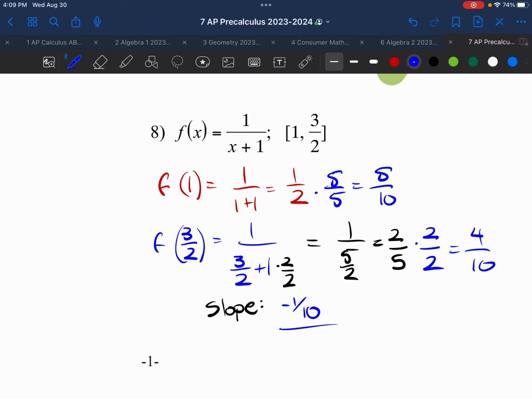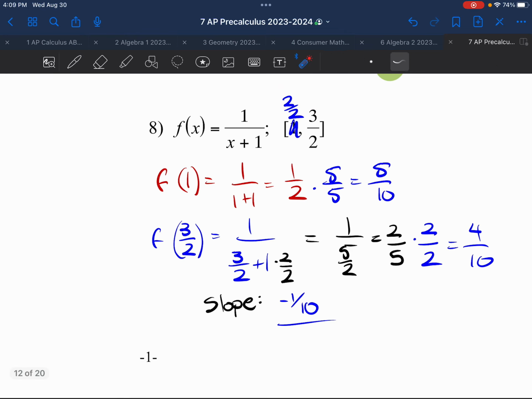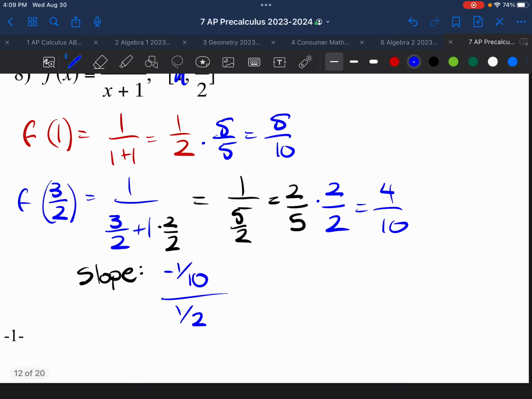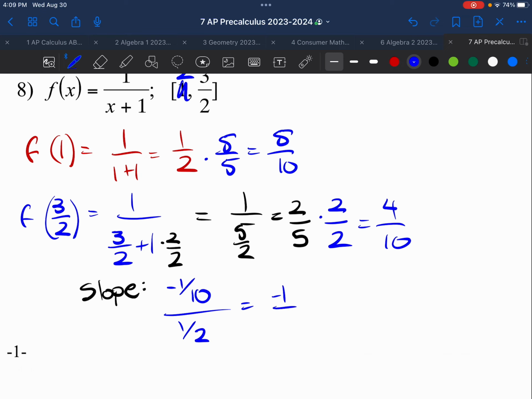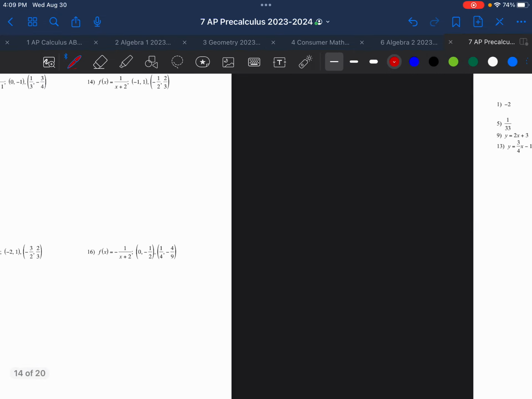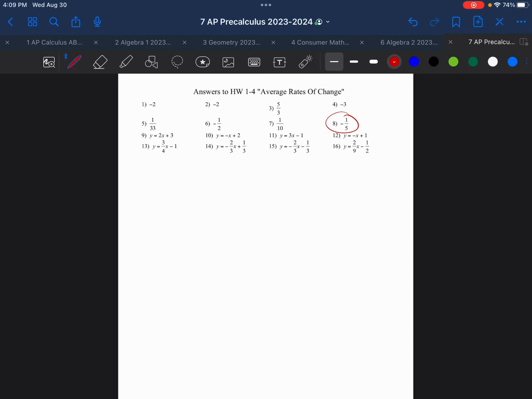And then to the right, how much? I went from 1 to 3/2, which really is 2 over 2 to 3/2. I went up 1/2 to get from 2 to 3. So I went up 1/2, which is a positive 1/2. All right, this is going to be keep it, change it, flip it, cross cancel, the 2 and 2, 1 and 5, and I get negative 1/5 for my final answer, which I will then box. Number 8 is negative 1/5.